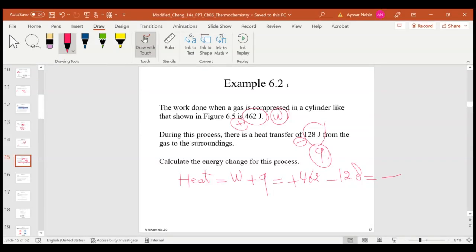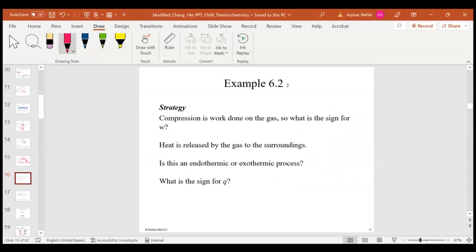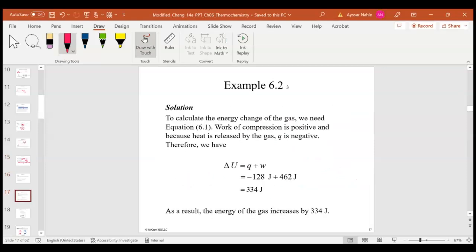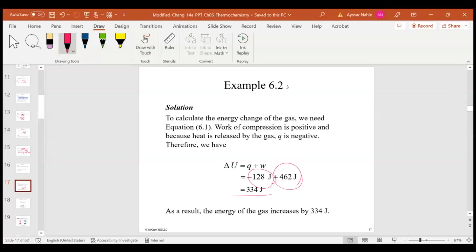Then the energy includes the heat and the work. Okay? Right. Now that's the strategy here, and that's what we have done. Right? And this one, and this one, and that's what we get. That's the delta U, the internal energy in there.